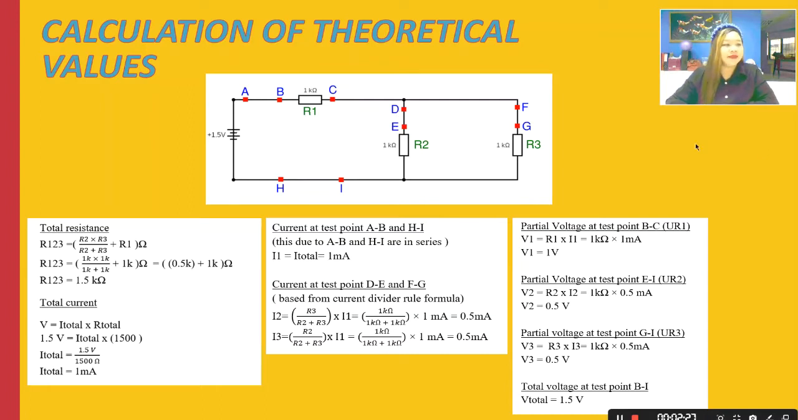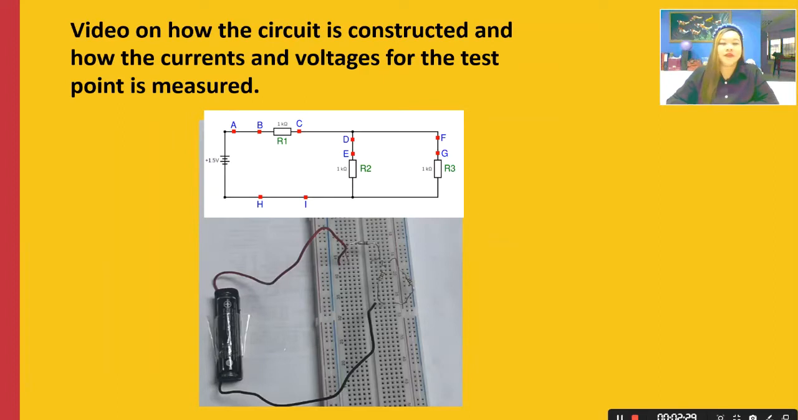Okay, so with that, let us watch the video of how the circuit is constructed, how we take the measurements of the actual resistance of the 1k ohm resistors, and how we measure the current and voltage for the test points using a multimeter. So enjoy the video.